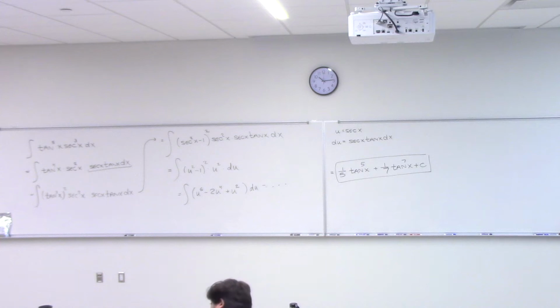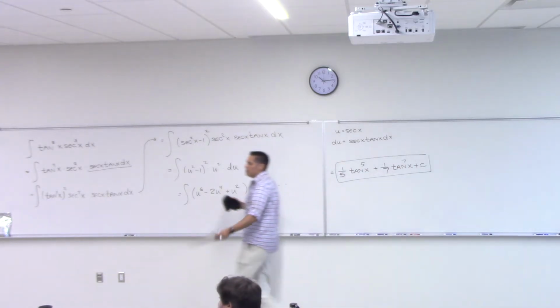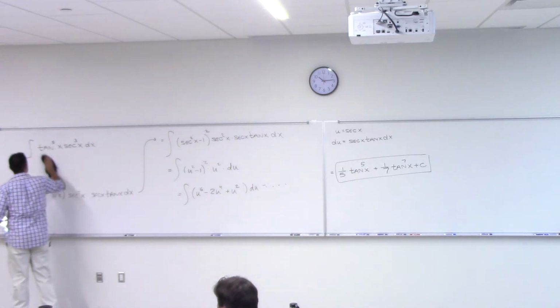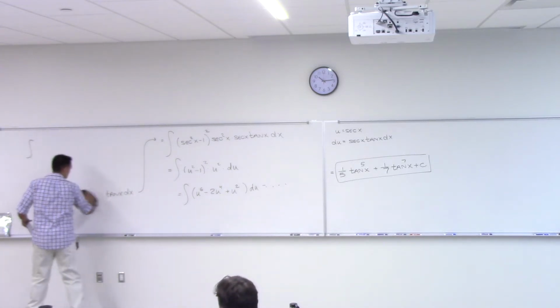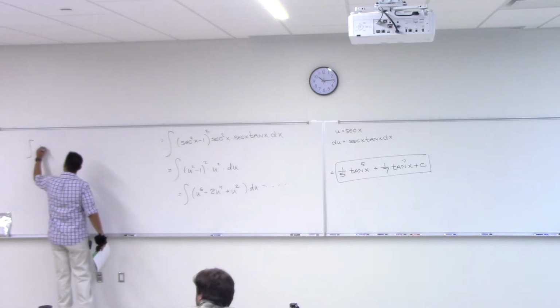Right here, formula 12 on your formula sheets has the antiderivative. The antiderivative of tangent u is natural log secant u. So I would like us just to look at this real quick because there's a good little lesson in this problem. Nothing complicated, but there's a good lesson.